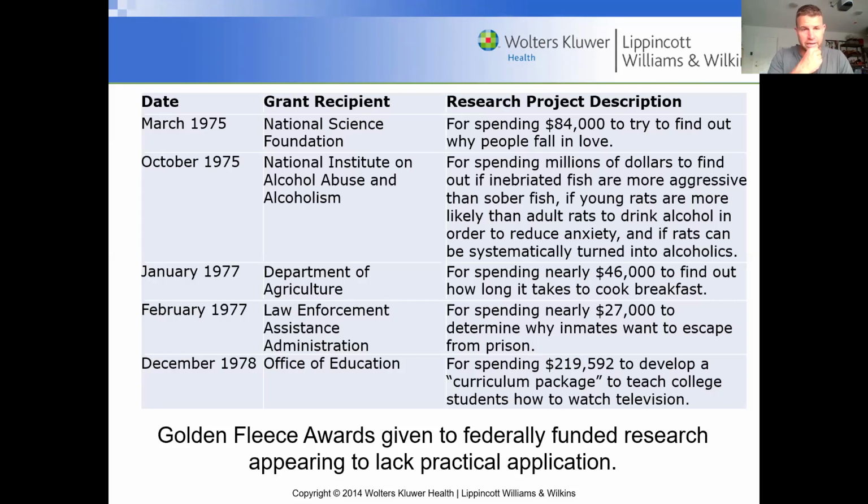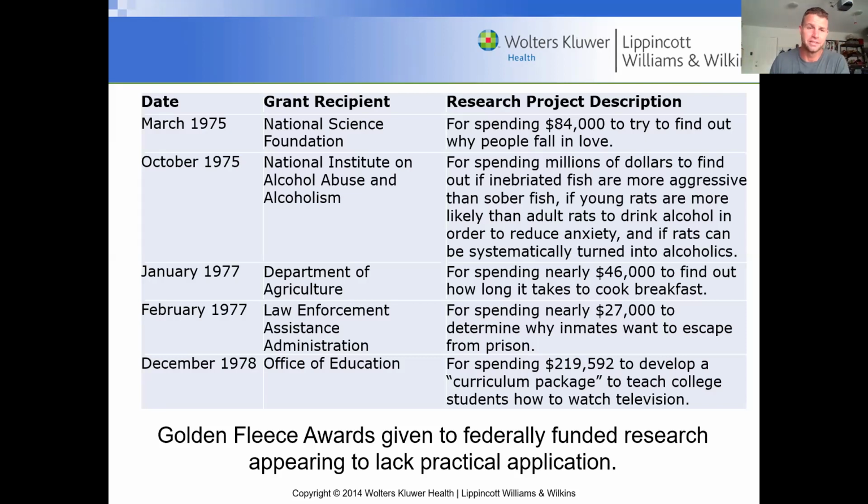I don't know. 1977, the Department of Agriculture spent nearly 46,000 to find out how long it takes to cook breakfast. What does it matter? I guess unless people are like, look, it's really important so that I can get to work on time, my breakfast only takes me 10 minutes to make, or else I'm not getting up any earlier. In 1977, the Law Enforcement Assistance Administration spent nearly 27,000 to determine why inmates want to escape from prison. I think that's pretty obvious.